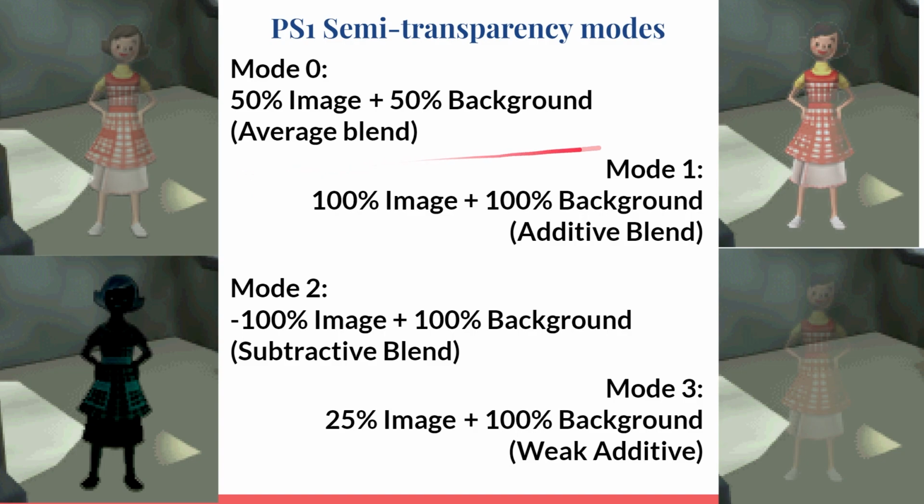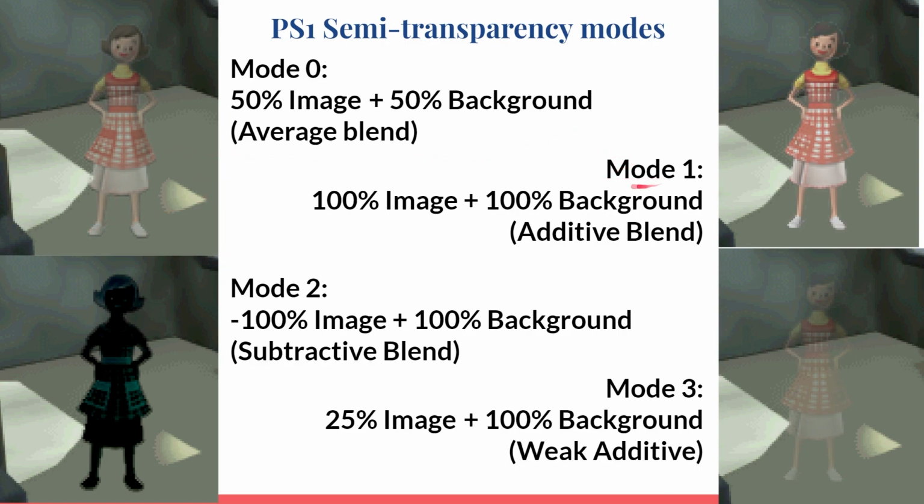So here are each of the modes for semi-transparency processing and how they work. We have mode 0, which is a 50-50 blend. Basically, it takes 50% of the value from the image's color and combines it with 50% of the value from the background's color. So we get kind of an averaging of the image and the background.